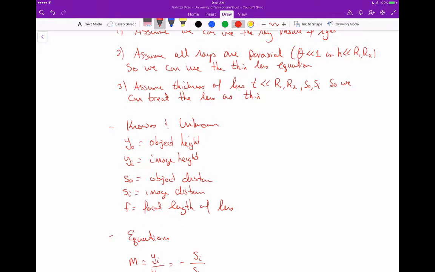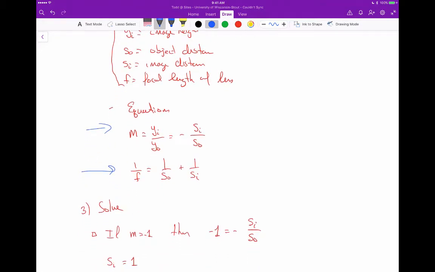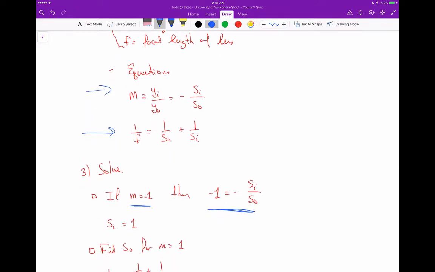Now I've listed out my knowns and unknowns, and I've really defined them in detail. This is a good habit to have. You don't need to do this all the time, but it is sometimes helpful. The only 2 equations that I really need are the equations for the magnification and the thin lens equation. So if the magnification is -1, then I can plug that into my magnification equation and find out how SI and SO are related. And in this case, SI is equal to SO. The two distances are the same.